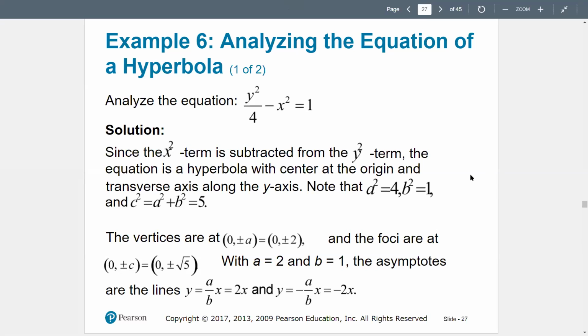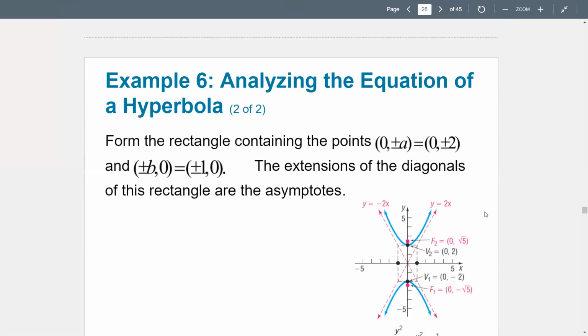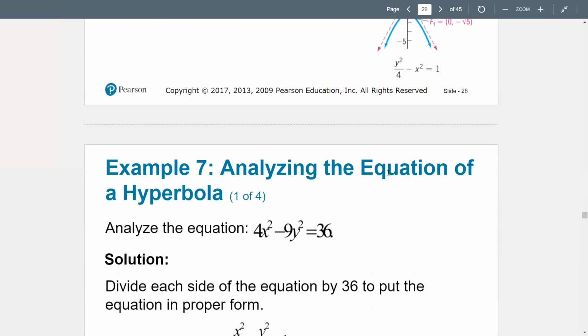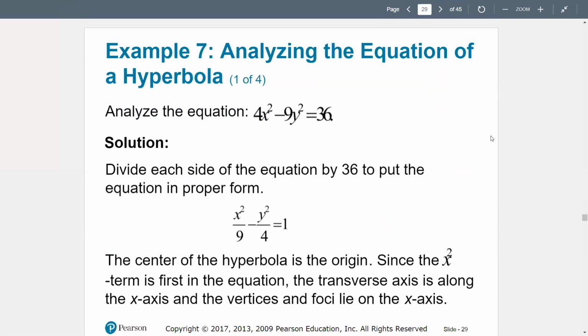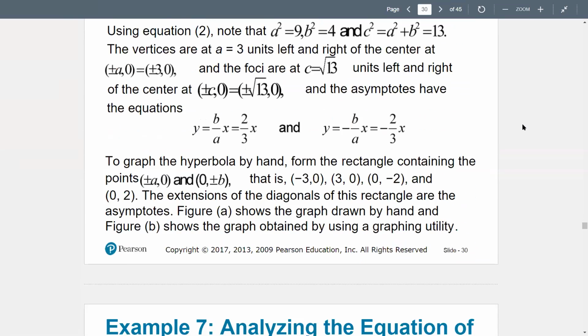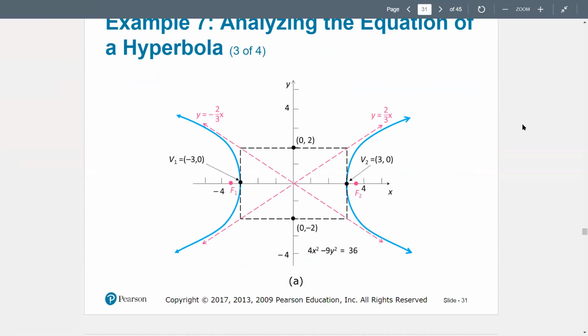We also know that a equals 2 and b equals 1, so you can find the asymptotes. They're going to be at y equals 2x and y equals negative 2x. So here's your hand drawing. Okay. Same thing with this, except now we're going to be going the opposite direction.